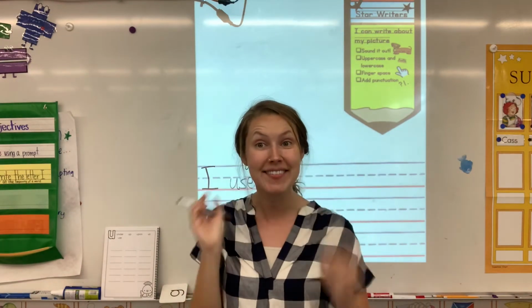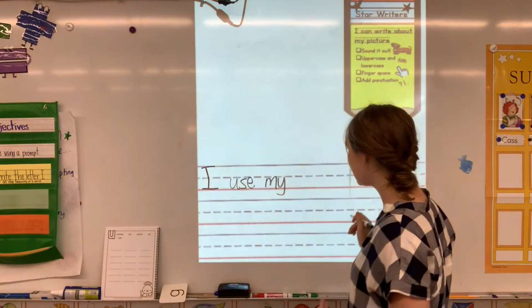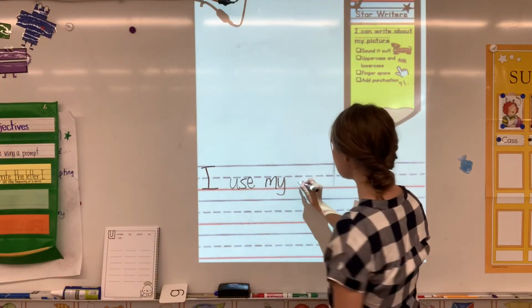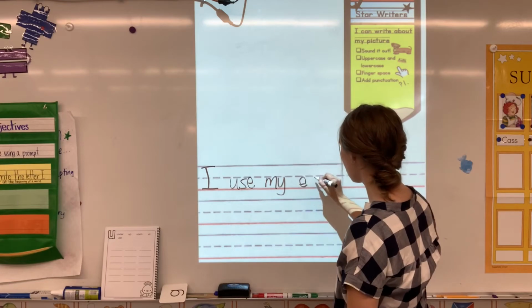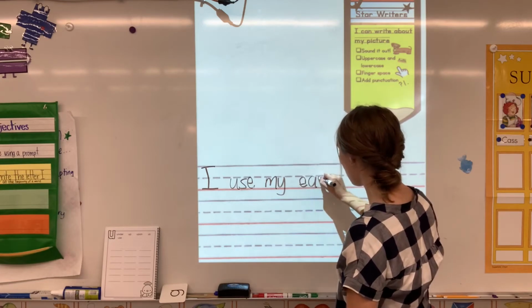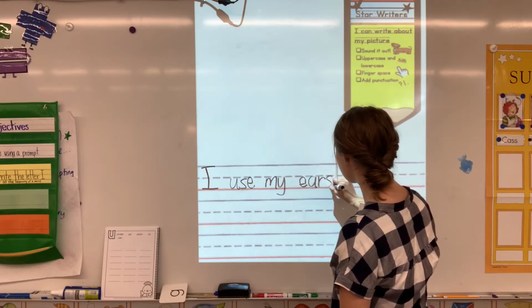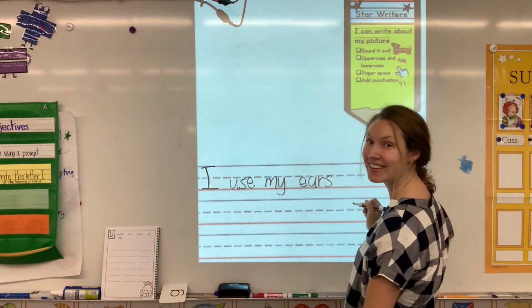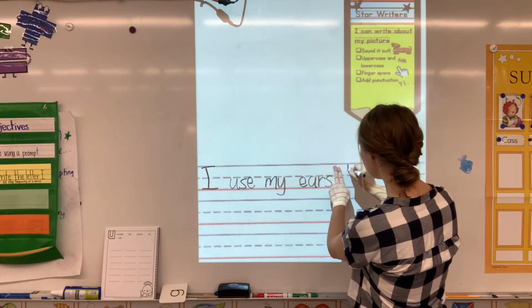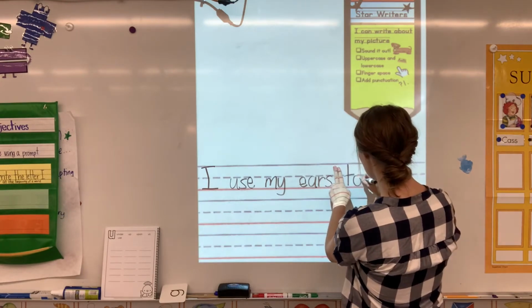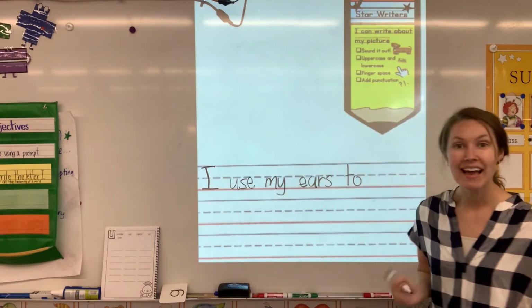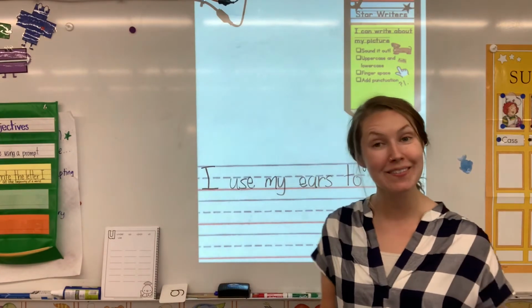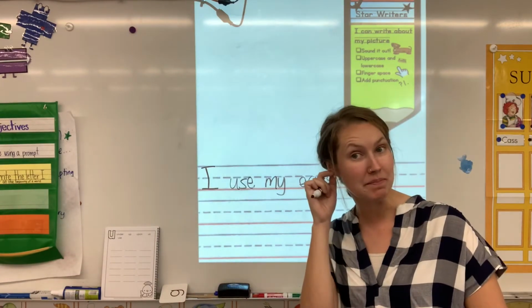One of our 5 senses is hearing. Ears is spelled E-A-R-S. I use my ears to hear, to, T-O. Now hear. We're going to write hear like when you hear something.